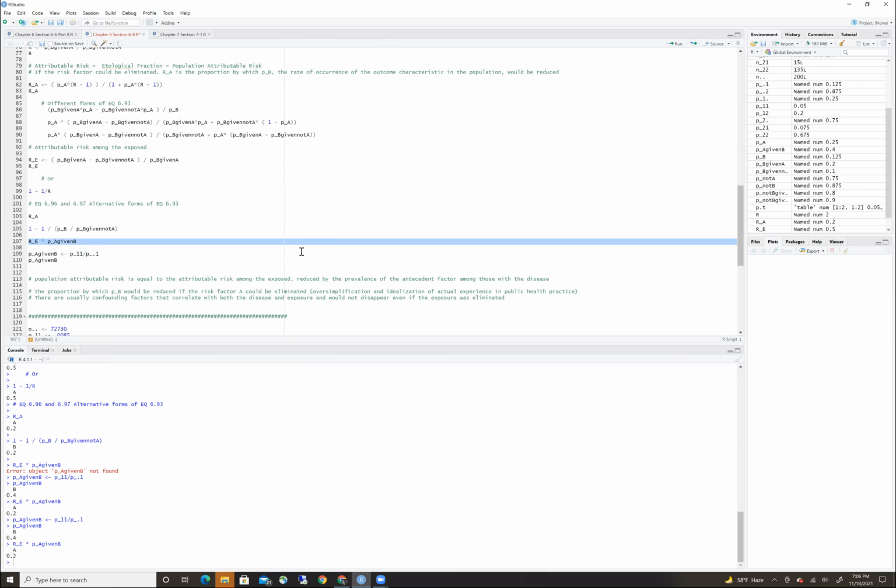Now, a really important topic is 6.97, this alternative form of expressing the population attributable risk fraction. This shows that the population attributable risk is equal to the attributable risk among the exposed, reduced by the prevalence of the antecedent factor among those with the disease. In method 1 sampling, each of the required rates or conditional probabilities can be estimated. So you can use either form. I want you to think about that for a minute.